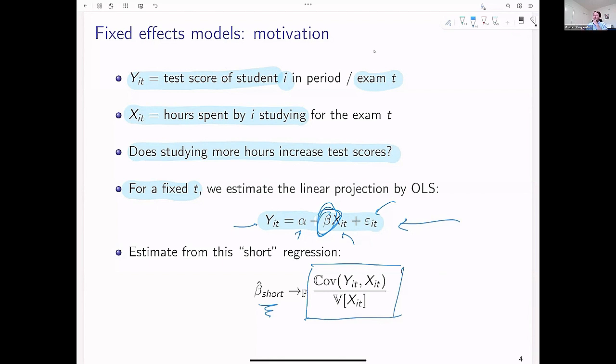Hopefully it looks familiar. If it's not, that's not a problem. Basically, beta hat short in large samples will approximate a measure of association between the outcome and the covariate. More precisely, this measure will be the covariance between y and x, basically measuring whether y and x tend to move together. So if x increases, does y tend to increase, decrease, or stay the same? Divided by a measure of the scale of the regressor. So this beta hat short will approach in large samples this measure of association between test scores and hours. Nothing surprising here, and you could just run the regression and maybe say, okay, I'm done.